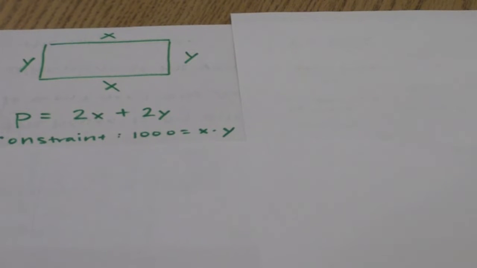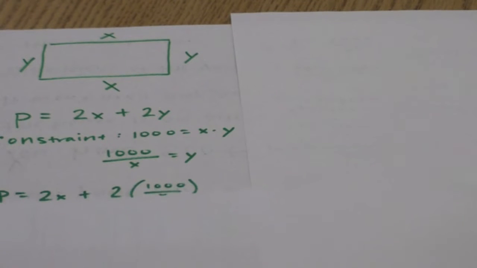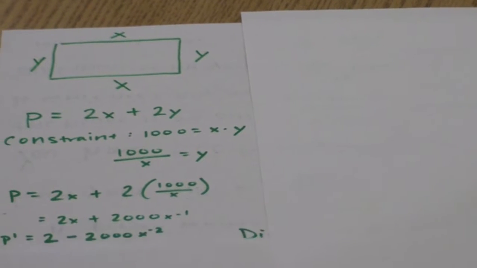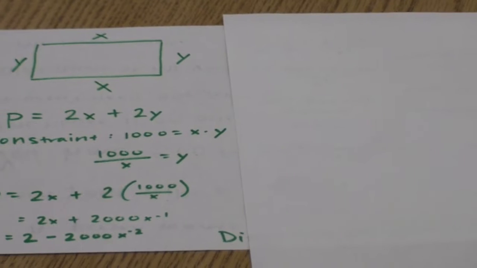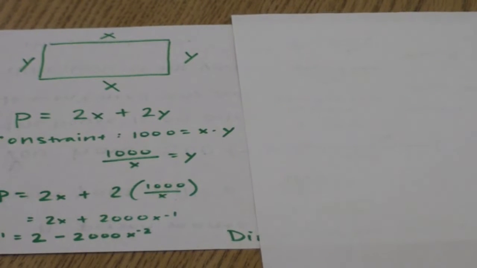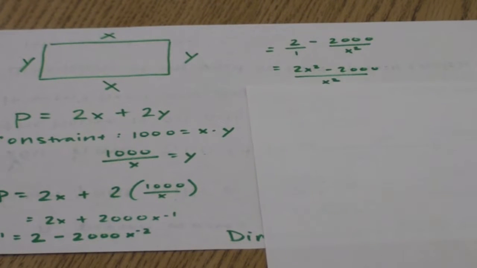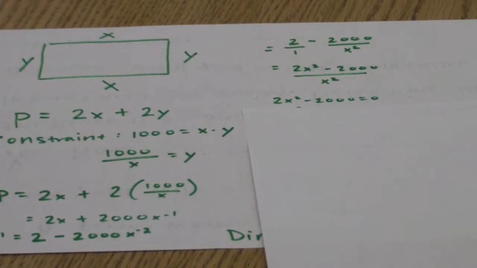The constraint is 1,000 equals x times y, so it becomes 1,000 over x equals y. We plug the constraint into the perimeter equation. Once the constraint is plugged in, we take the derivative of the equation, which is p prime equals 2 minus 2,000 times x to the negative 2. Then we set the top equal to 0 to find the zeros of the equation. We find x equals square root of 1,000.